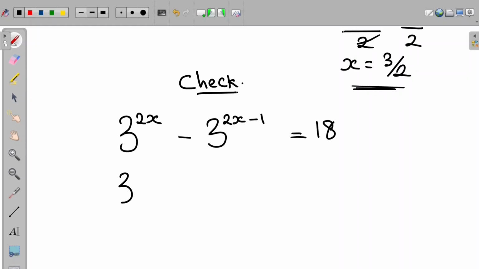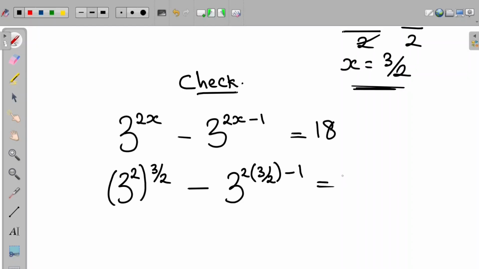So we have that 3 raised to the power of 2, all raised to the power of 3 divided by 2, minus 3 raised to the power of 2, our x is 3 divided by 2 minus 1, equal to 18. So we want to check if the left-hand side is equal to the right-hand side. So 2 can cancel out 2. We have that 3 raised to the power of 3 minus, here also 2 can cancel out 2.